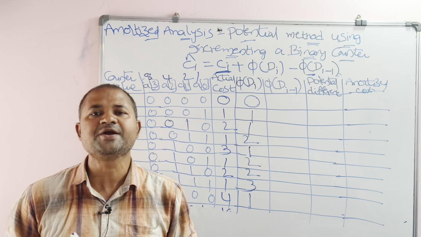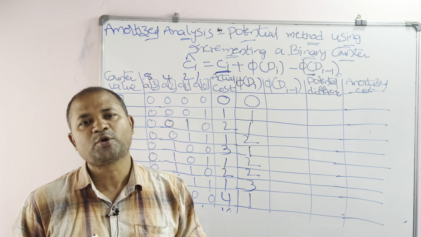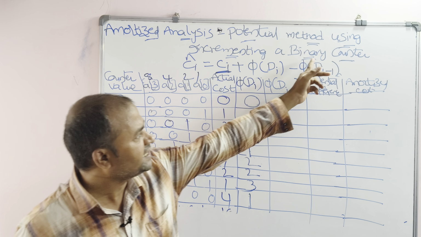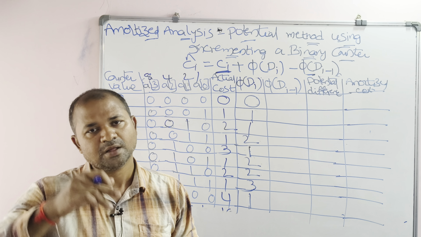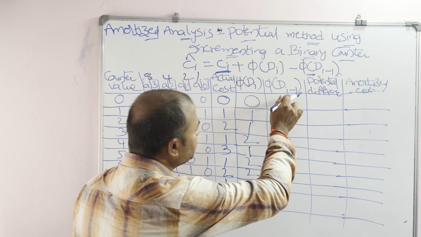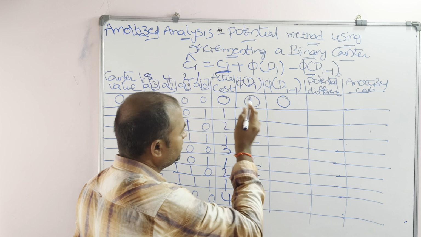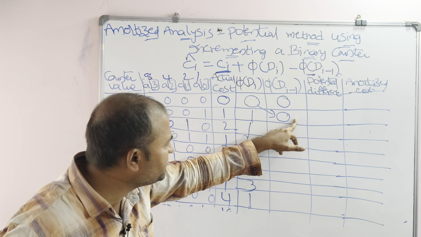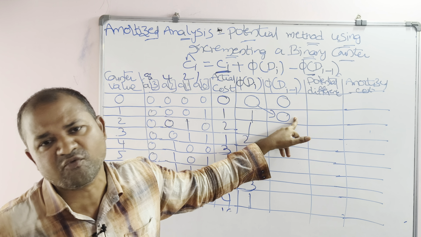Next, let us calculate pi of di minus 1. Pi of di minus 1 means potential of the data structure before applying ith operation. Here the data structure is binary counter. So potential of the binary counter before counting the number of ones in the binary number. Initially, before this 0, we don't have any number, so that's why we have to write 0. Next, simply we have to copy this number. So this 0 specifies potential of the data structure before counting number of ones.